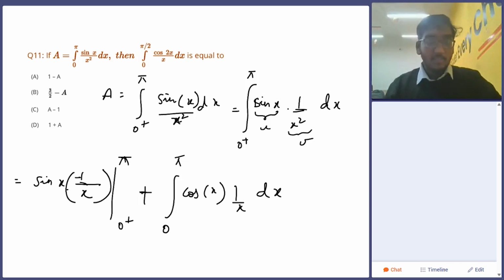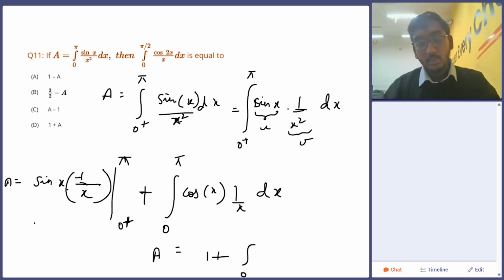See, what will be the value of this? When you put x equal to pi, the upper limit will vanish, it will become 0. Minus the lower limit, at x equal to 0 plus, will be minus 1. So the overall value of this definite integral will be 1. So A will be, this is actually the expression for A, that is what we are evaluating. That will be 1 plus integral 0 to pi cos x divided by x dx.